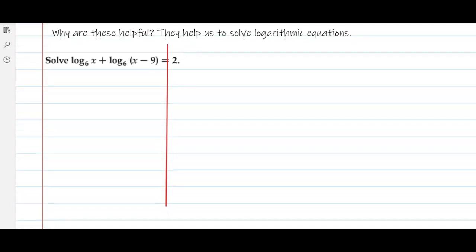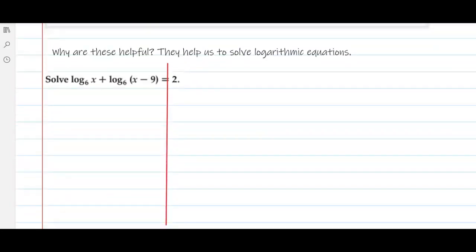So the first example, we have an addition symbol in between two logs that are identical. We have the log with identical bases, log base 6, log base 6. So the rule is when we're adding, we can write it one time and simply multiply these components. They're going to multiply. So x times x minus 9 equals 2.